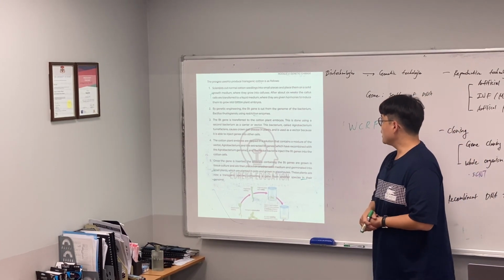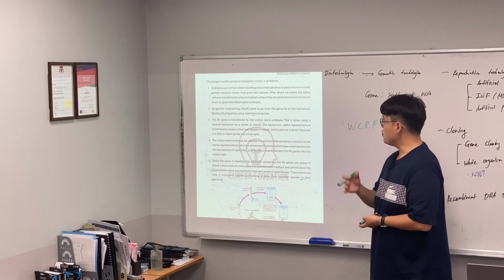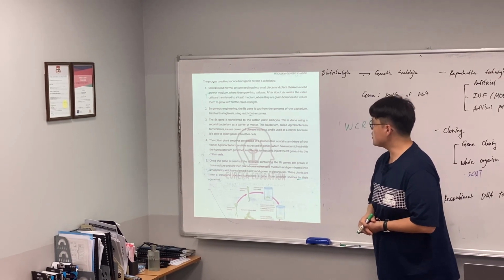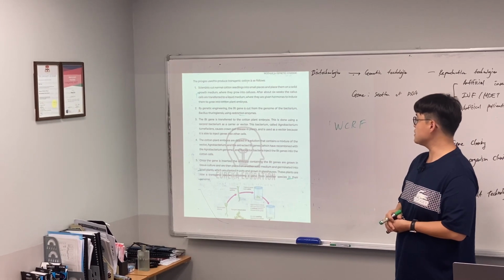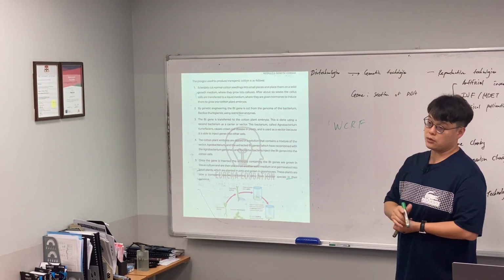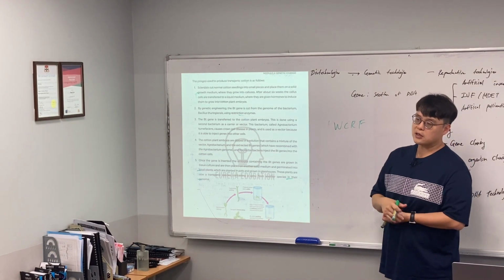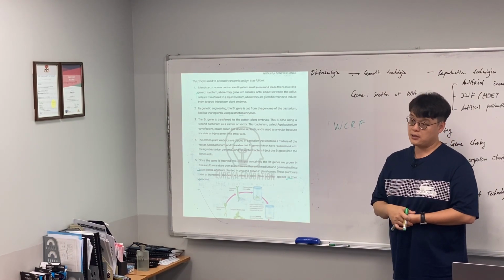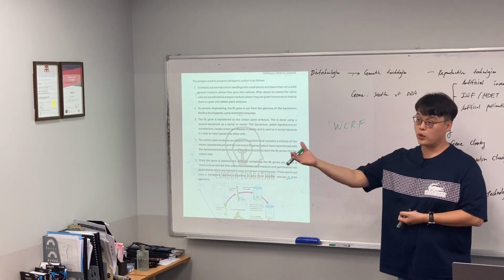This bacterium called Agrobacterium tumefaciens causes crown gall disease in plants, and it's used as a vector because it's able to inject genes into other cells. So sometimes we actually do that. We also sometimes use viruses as vectors because they can migrate from one cell to another quite easily too.